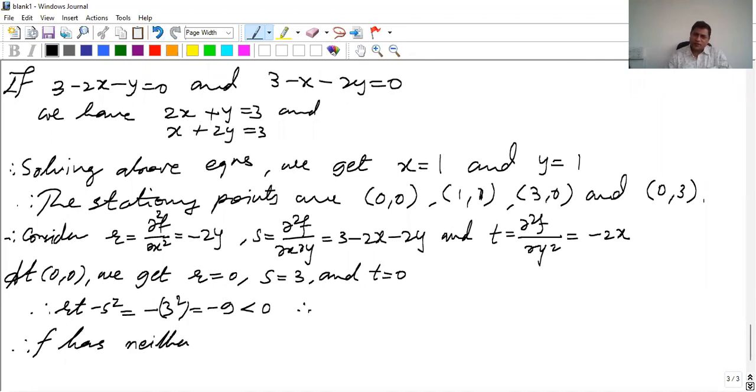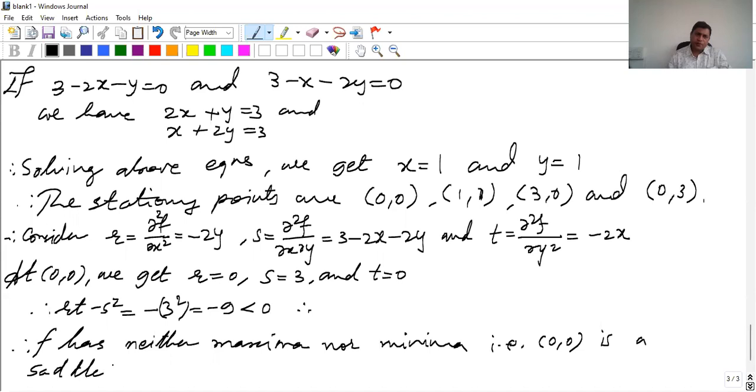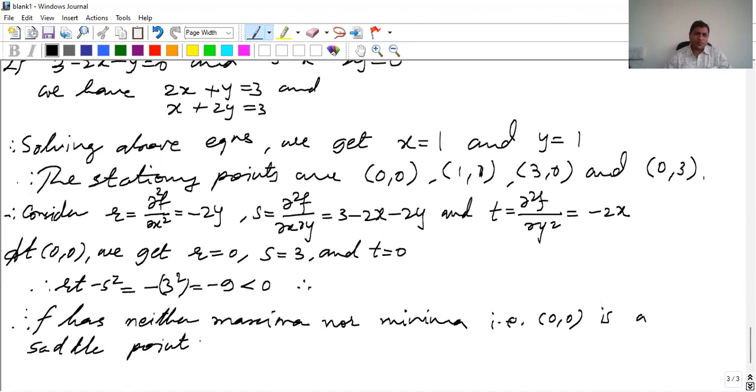Okay, f has neither maxima nor minima, that is, 0, 0 is a saddle point. It's going to be a saddle point. Now we have to think of the next point.